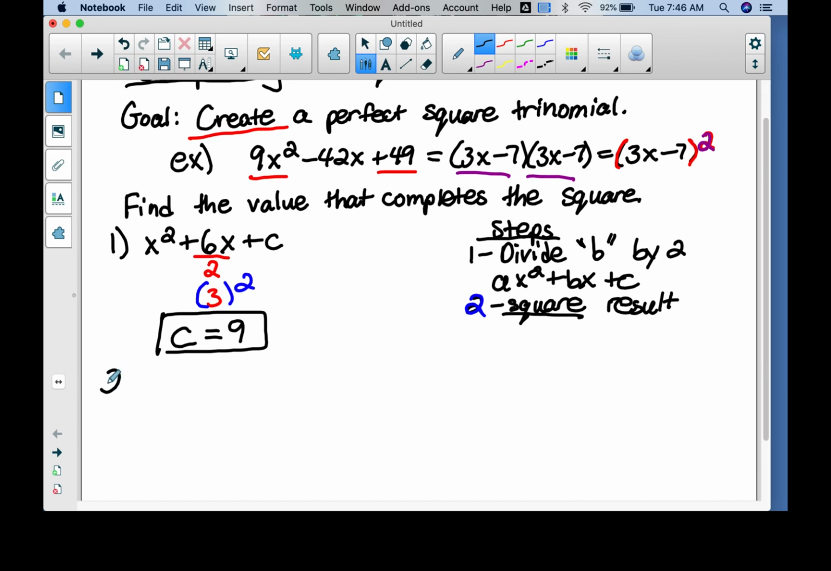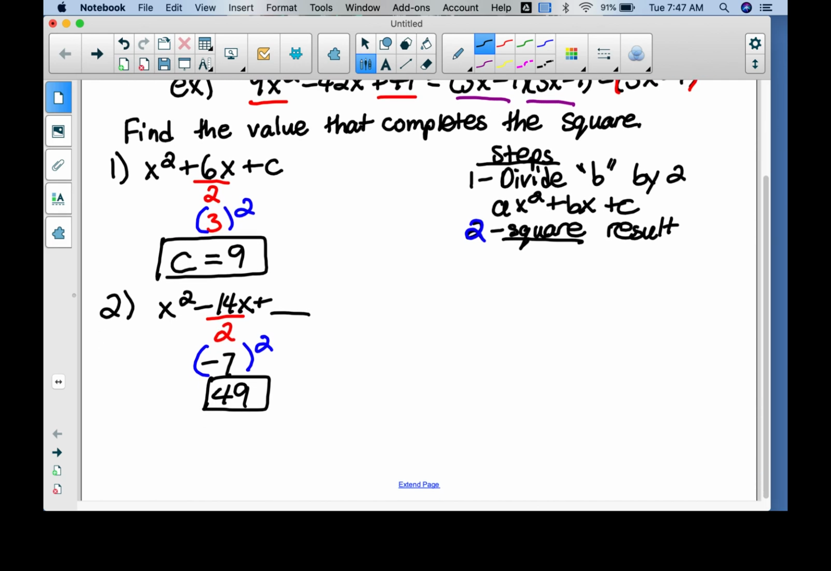And then another version of this would be x squared minus 14x plus a blank space. Same idea though, we're still going to divide that middle by 2. We get -7. It's important to record it as a -7 because we're going to use that as part of our factoring process later. And then we square it, and we get a perfect square value of 49 that would technically get filled into that blank space. So if you're asked to find the value that completes the square, that is all that you do.